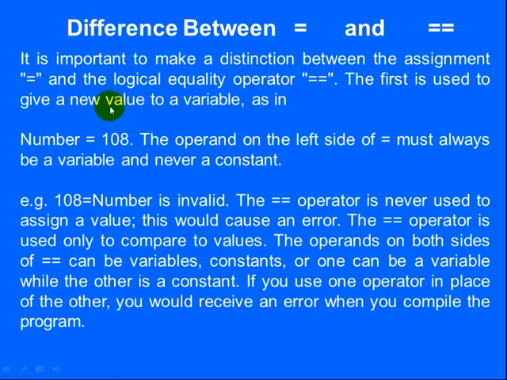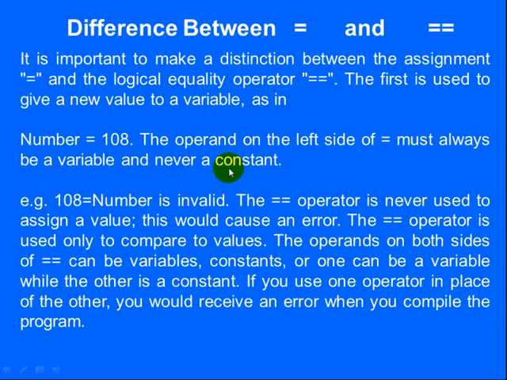The first is used to give a new value to a variable. For example, we have written number equals to 108. Now number is a variable and 108 is a value. What we are doing is assigning 108 to the number variable. The operand on the left side of this assignment operator, that is the equal to operator, must always be a variable and never a constant.